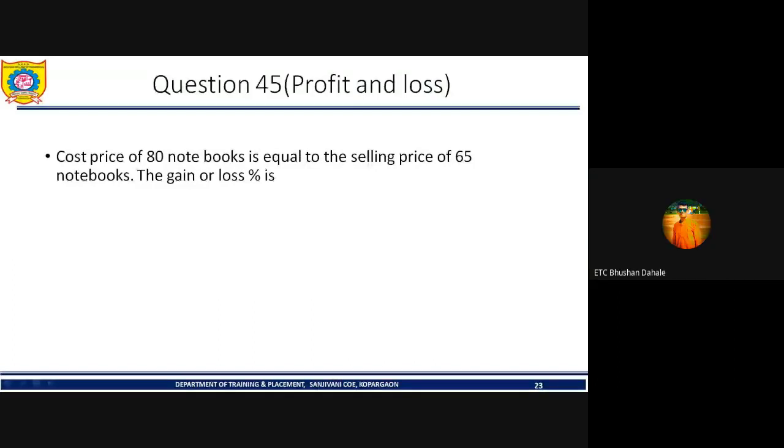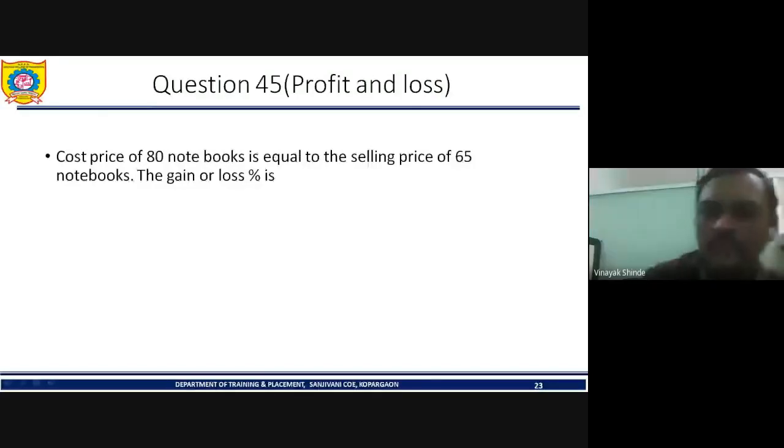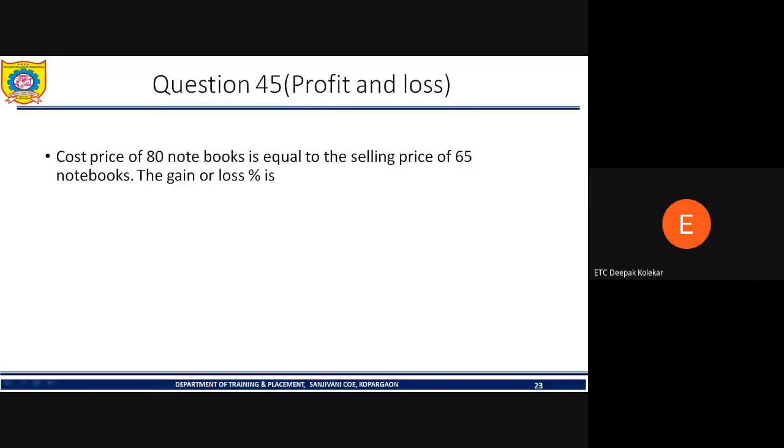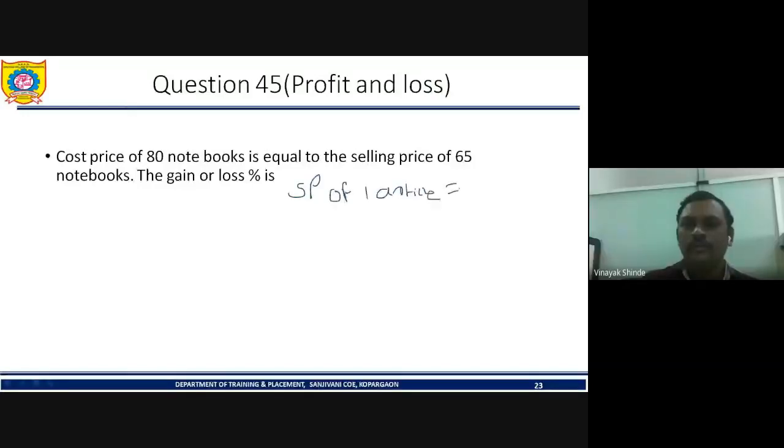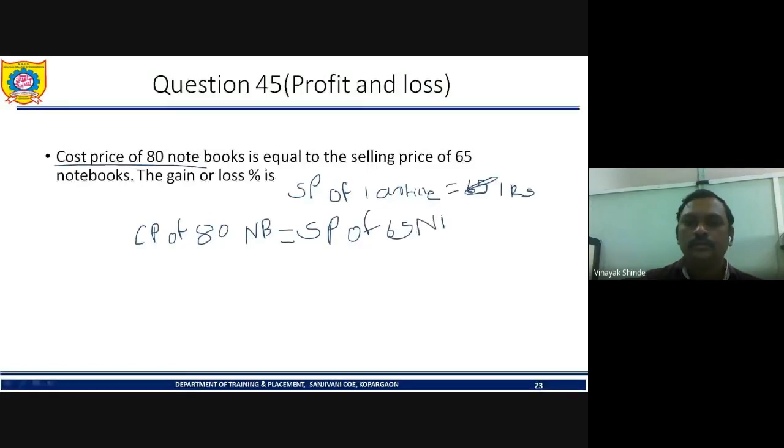Maximum selling price of one article is 1 rupee. So you are attending the session. So Bhushan, selling price of one article is 1 rupee. Very good. So be on the line. What is given here? Cost price of 80 notebooks. So CP of 80 notebooks, NB, I am writing in shortcut, is equal to selling price of 65 articles. Article here means notebook, okay? So the selling price of one article is 1 rupee.